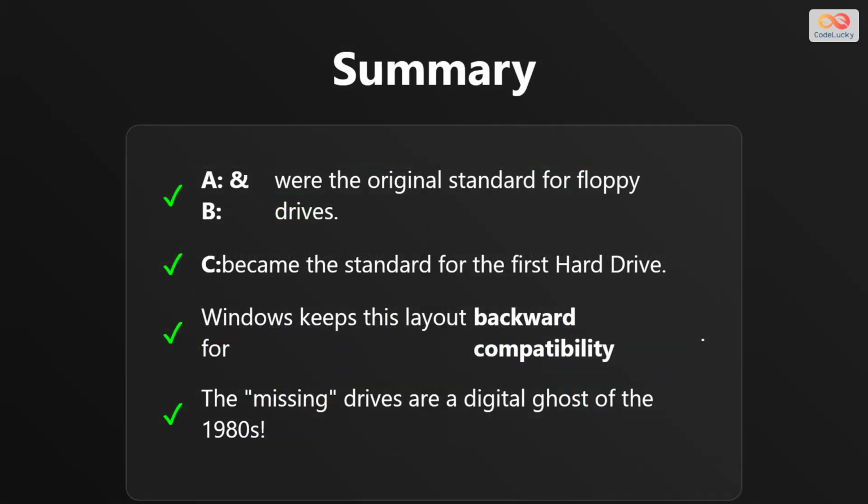So there you have it. The missing B drive is simply a relic of the floppy disk era. Drive A was the first floppy, Drive B was the second, and Drive C was the first hard drive. Even though we stopped using floppies decades ago, the naming convention stuck around to ensure our computers keep running smoothly. It is a small piece of tech history hidden in plain sight.